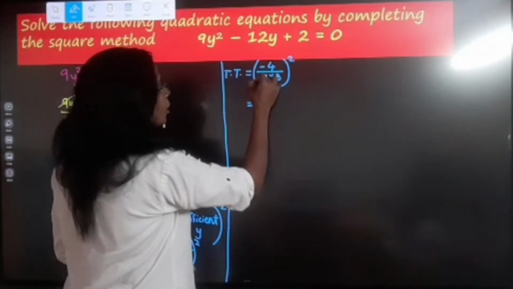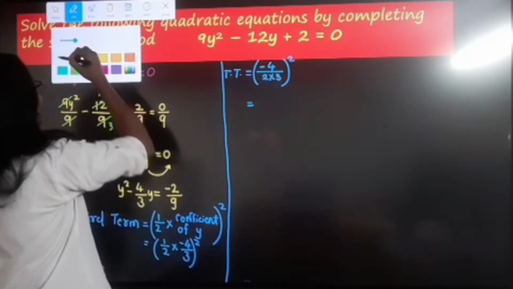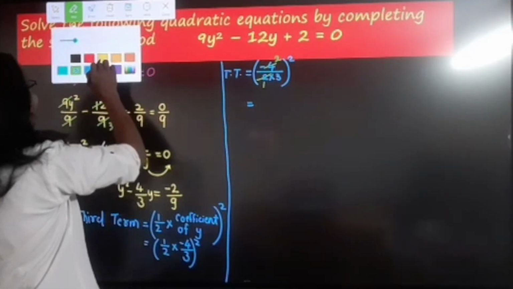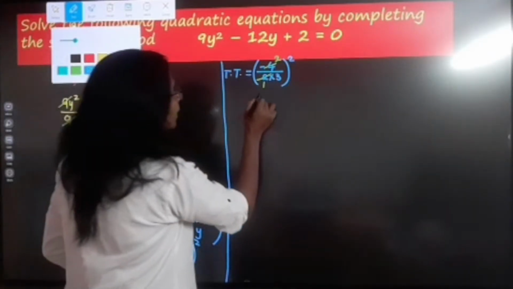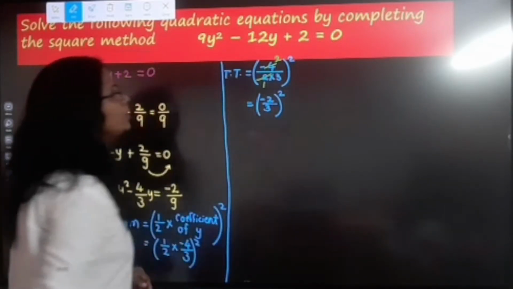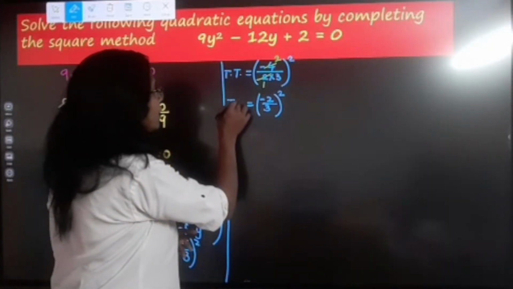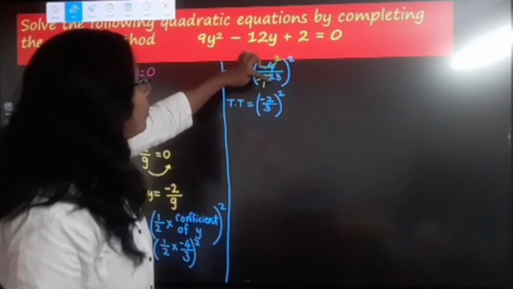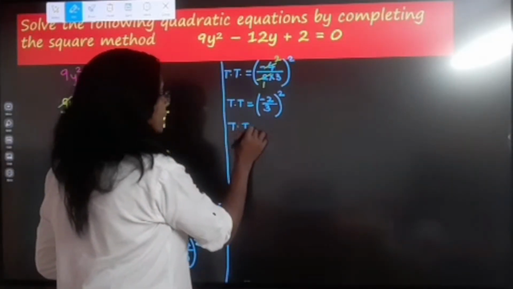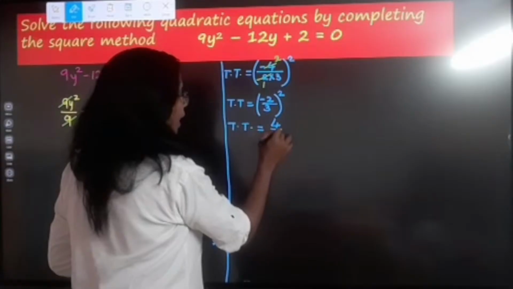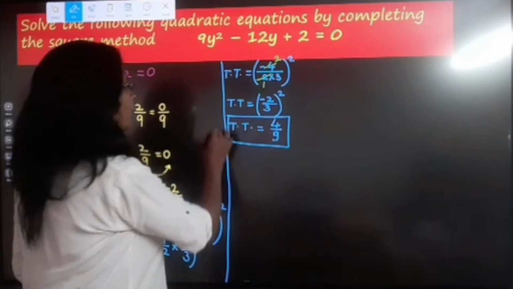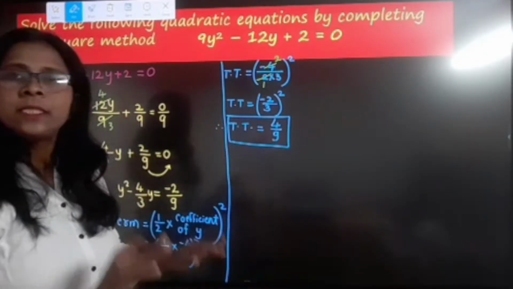Which is equal to, see here, 2 1s are 2, 2 2s are 4. So that will be (minus 2 upon 3) whole bracket squared. Okay students, the third term is equal to (minus 2 upon 3) whole bracket squared. So now the third term is equal to 4 upon 9. Okay, this step is over.